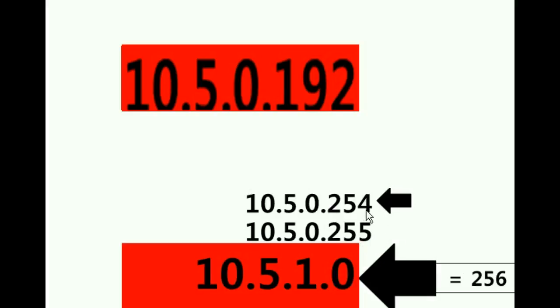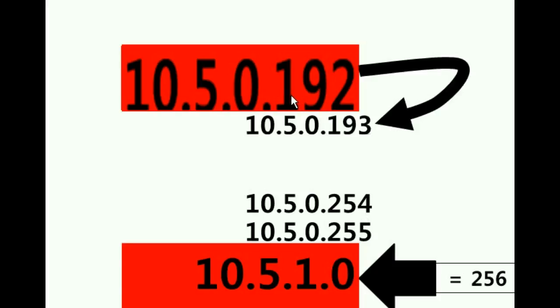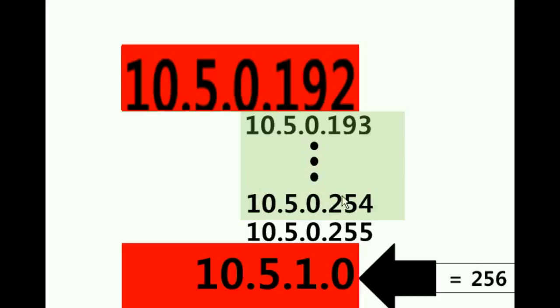Minus 1 gives me .254. That's the last usable address. Then I go to the subnetwork address, add 1 to it, and I get the first usable address, .193. And so you can use all of these addresses.